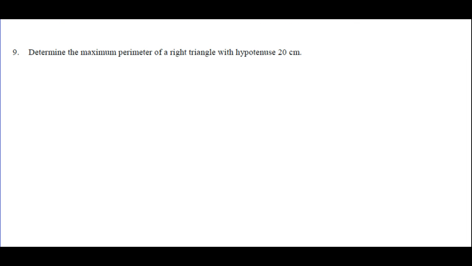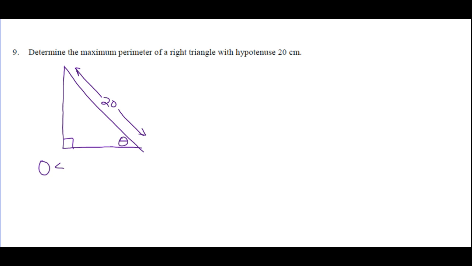Determine the maximum perimeter of a right triangle with hypotenuse 20 centimeters. Okay, so let's draw a diagram. It's got a right triangle. This is 20. There's some angle there, theta. We know that theta will be between 0 and pi over 2. Those would be the extremes.